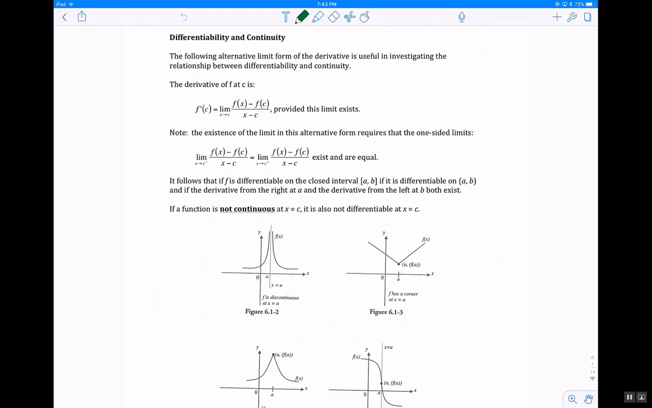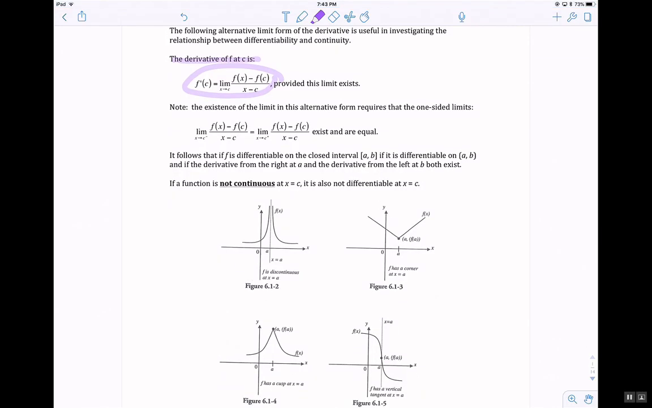Okay, so let's go ahead and take a look at differentiability and continuity. The derivative of f at c is defined by this limit definition. There's a couple of different limit definitions that we've looked at, but this one allows us to look a little bit better at whether or not there's a cusp or a corner, where you have a non-differentiable point.